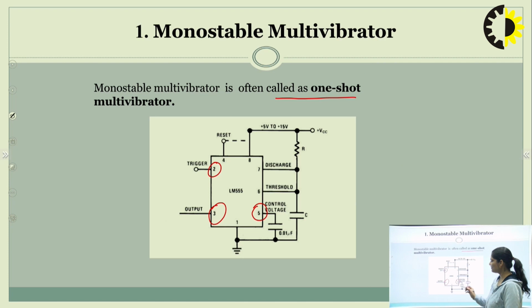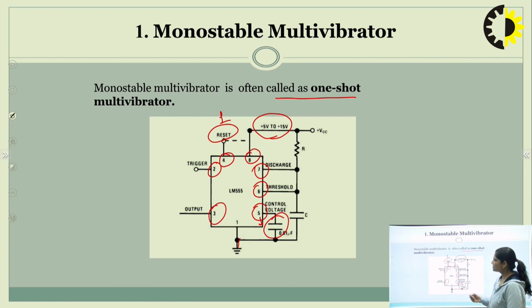Pin number 4 is used for reset, which means you initially reset this pin by giving it 1. The next is pin number 5, the control voltage. Here you connect a capacitor, and the capacitor is connected to ground. The next pin is the 6th pin, threshold, and the 7th pin is used to discharge the capacitor. The 8th pin is VCC, the power supply. The voltage is minimum plus 5 volt and maximum 15 volt. So this is the block diagram of this monostable multivibrator.